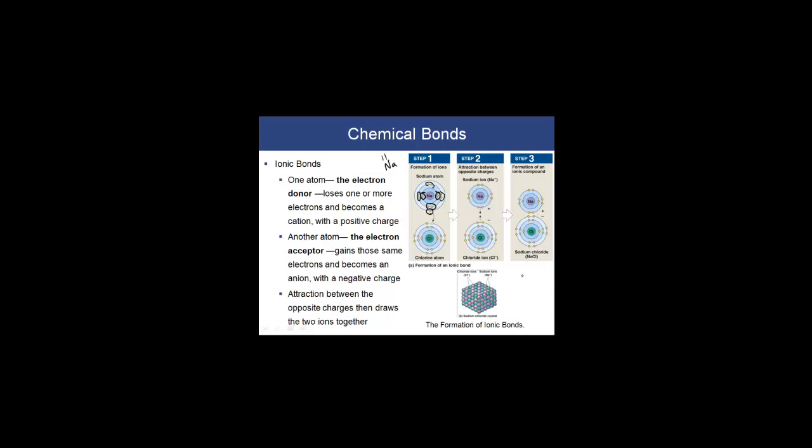So, if sodium, I'm going to forward one slide so that I can write. So if sodium were to lose 1 electron, it would become a cation. Let's see how that happens.